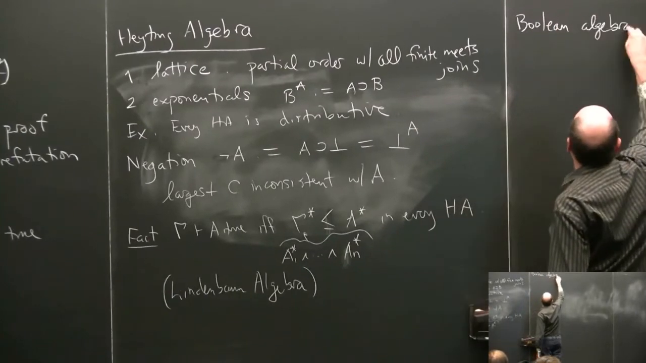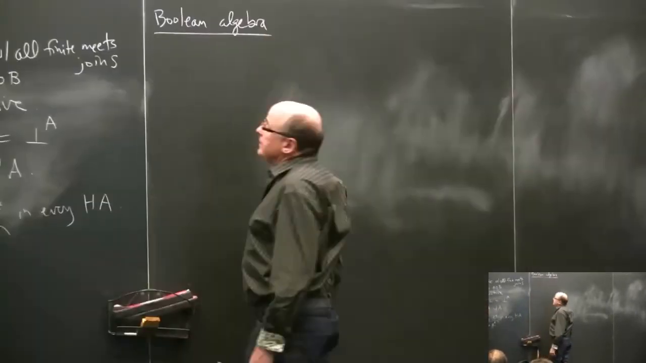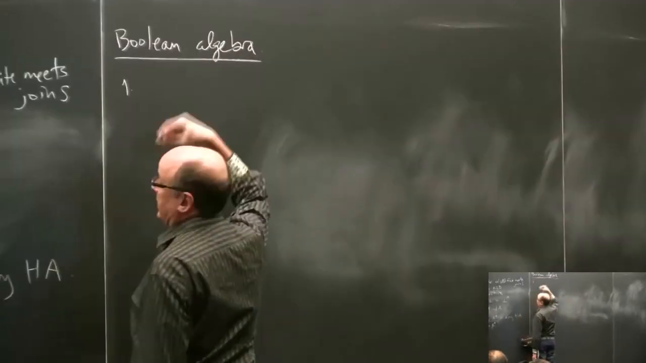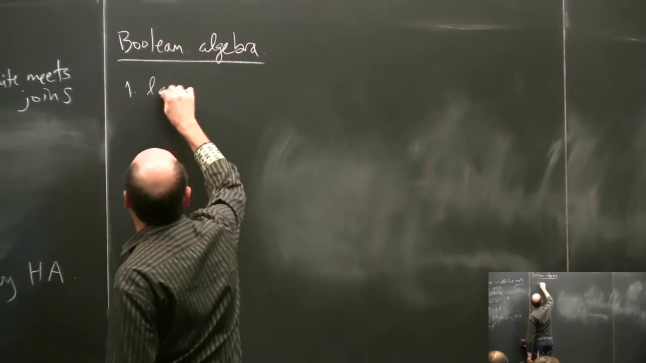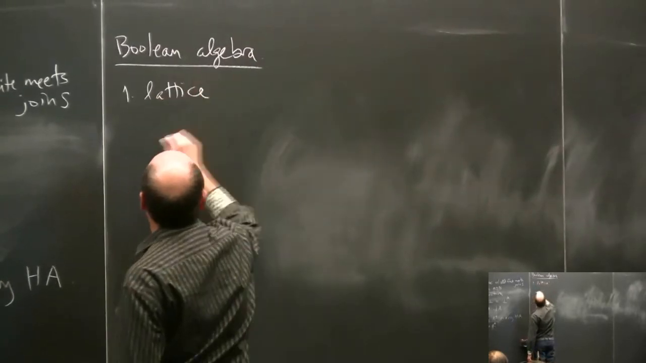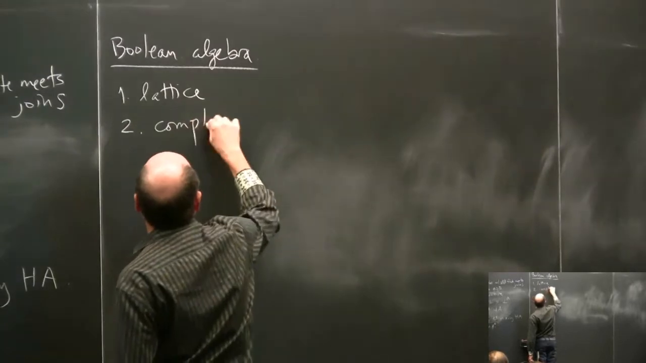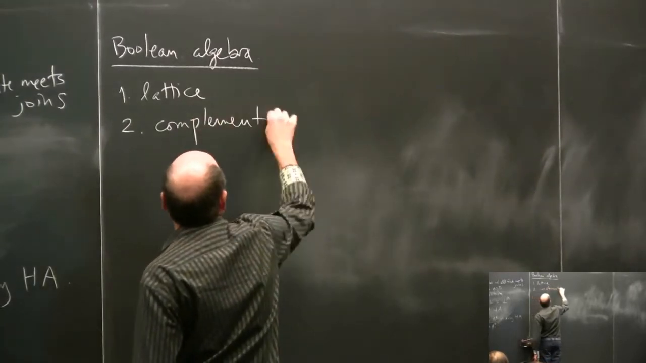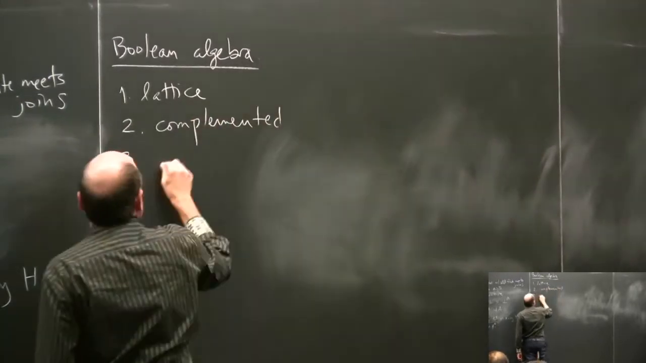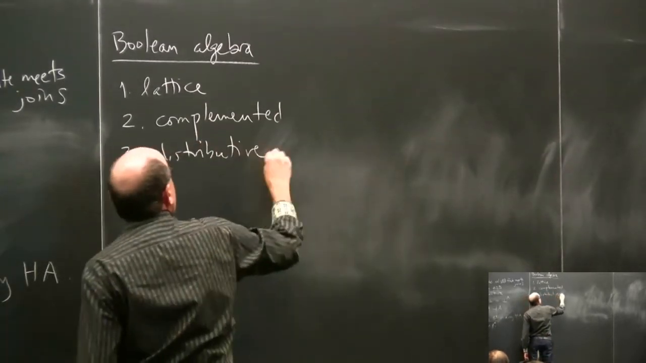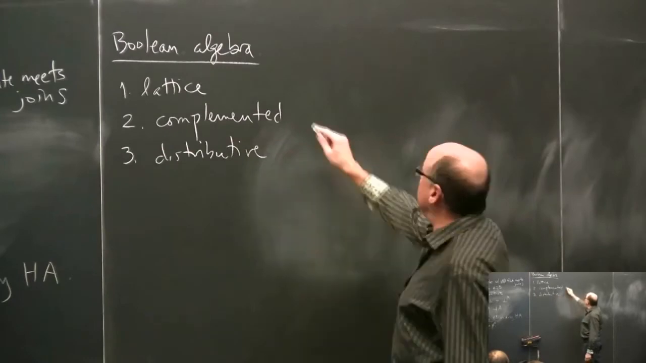And the point I'm making, by contrast, is that not every Heyting algebra is a Boolean algebra. That's what's important. Every Boolean algebra is a Heyting algebra, so it's a lattice, okay, as the same. And it is complemented, and it is distributive. Okay, and so what do I mean by complemented?